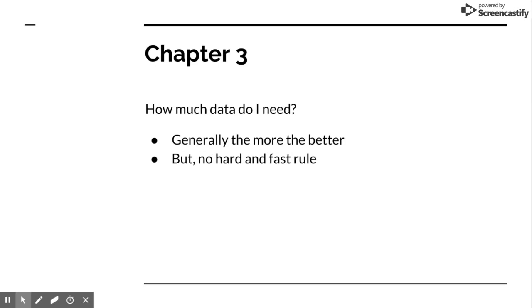And finally, chapter 3 talks about how much data do you need. While there are no hard and fast rules, generally the more the better. So these two chapters are a really light introduction. There's a couple questions on the homework about them. It's just to get you a little bit more comfortable with some of the terminology.